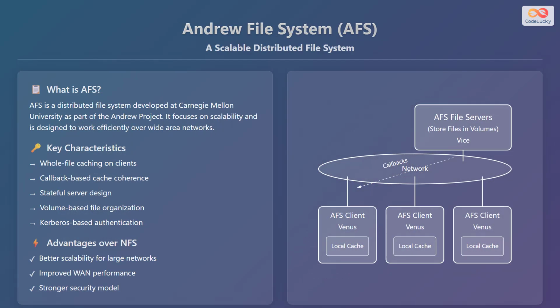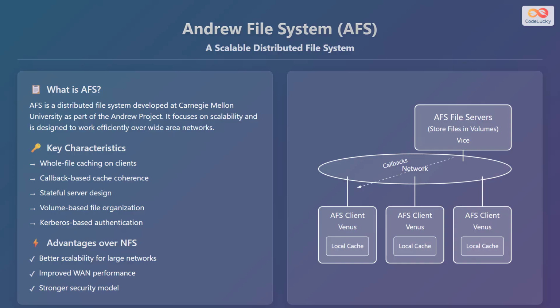Now let's explore another type of distributed file system known as Andrew File System or AFS. The Andrew File System is a distributed file system developed at Carnegie Mellon University as part of the Andrew Project. It focuses on scalability and is designed to work efficiently over wide area networks.